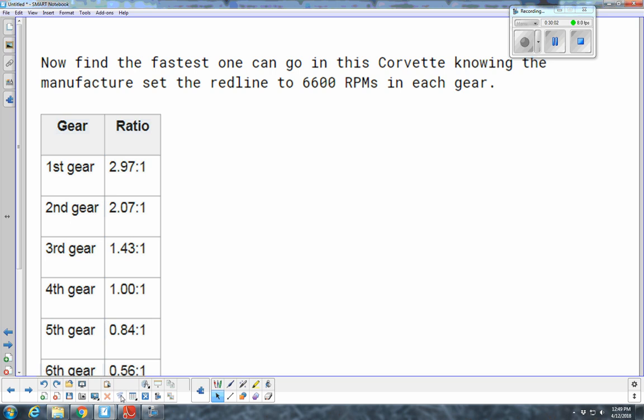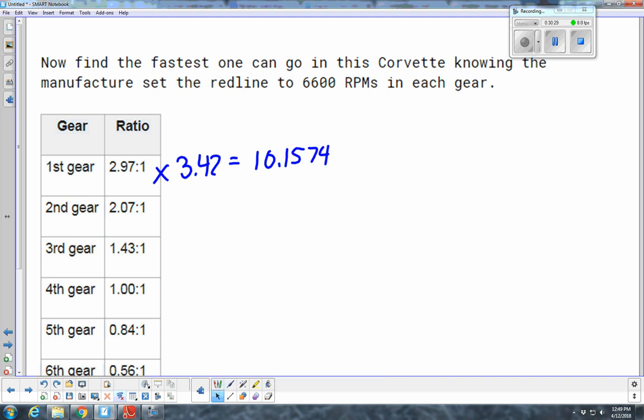First gear. We already know what the combined gear ratio is. It's this times 3.42, which gives us 10.1574. That is the gear ratio we're going to use. Now we're going to do the same problem as the last example, except my RPMs is no longer 2,000. It is now 6,600. So let's try that example out.